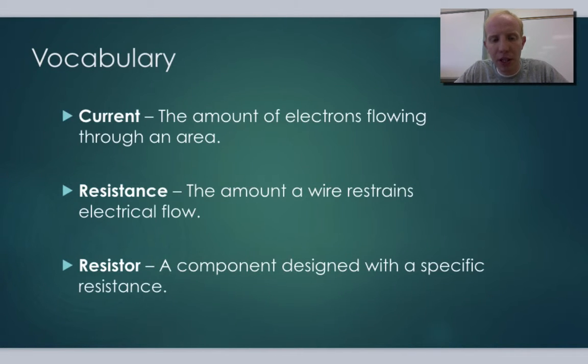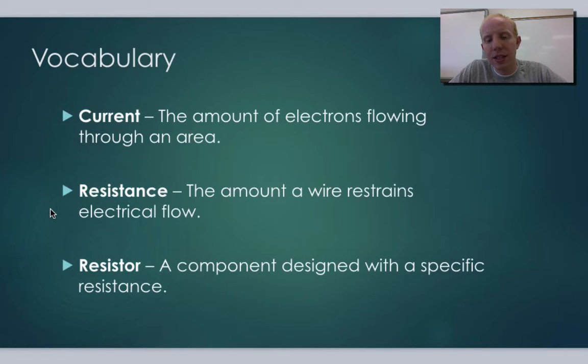Okay, so here are three words that you're going to want to be able to understand and know for resistors. Obviously the current. You probably have heard this word before, but current is the amount of electrons flowing through an area, and specifically through a circuit. You don't want that moving too fast, because otherwise it could damage components or things like that, right? So you want the current to be a lot slower than it would be with just a wire, right? So you have to put in some resistance.